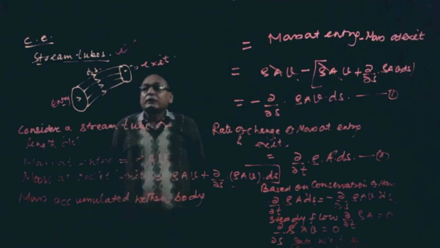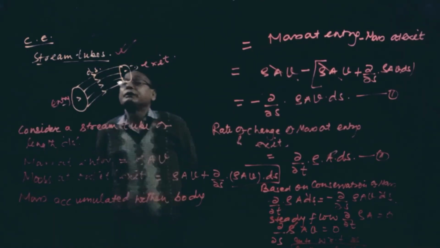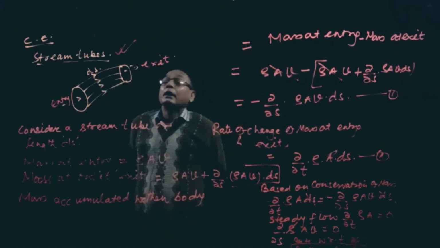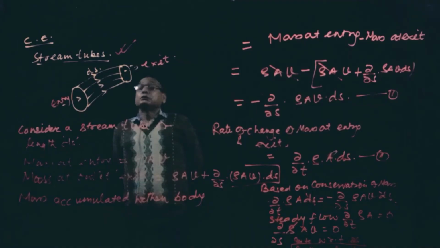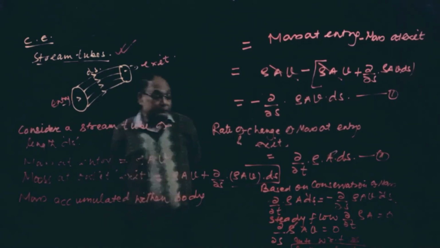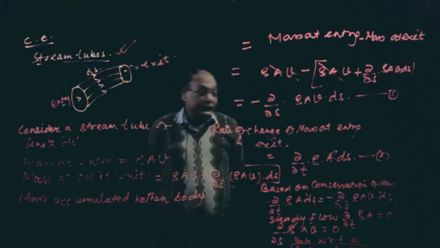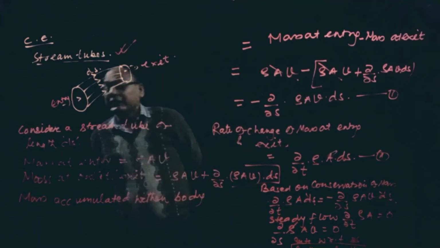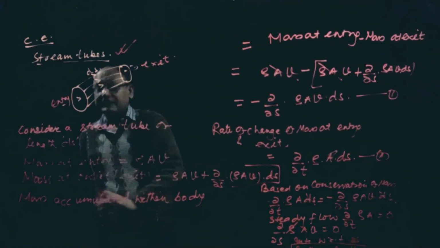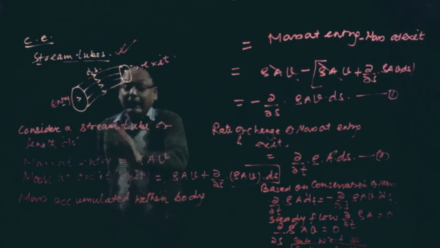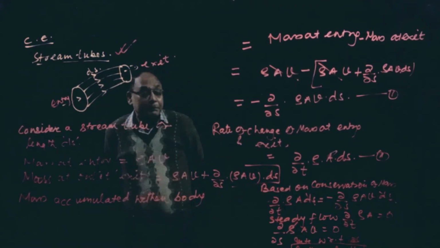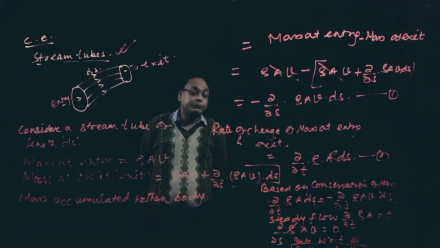In the last lecture, we already derived the continuity equation based on the control volume approach. In this session, we have derived the same relation, a1 v1 is equal to a2 v2, based on the stream tube concept. So let us consider a stream tube of length ds. Mass at entry is rho a b. Mass at outlet is rho a b plus d by ds into rho a b into ds.